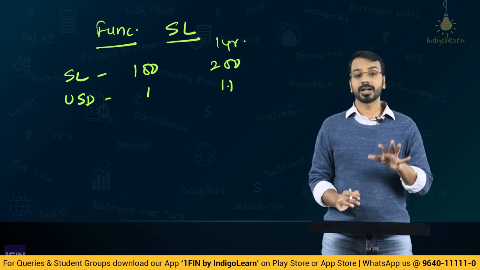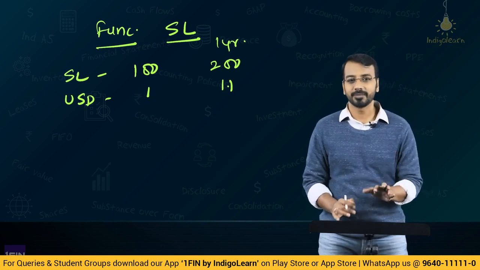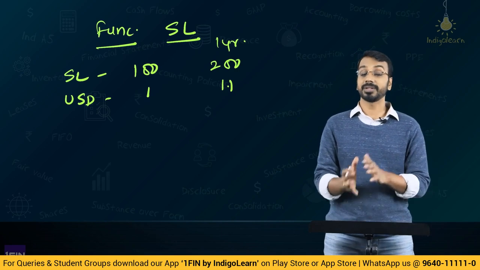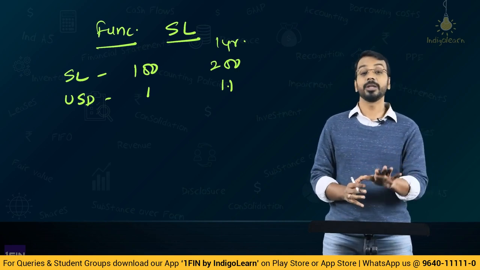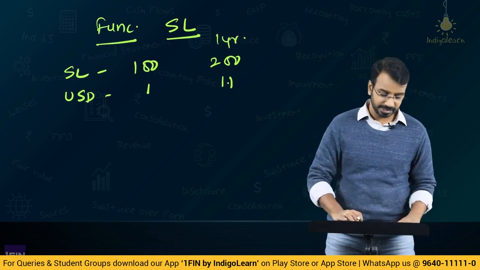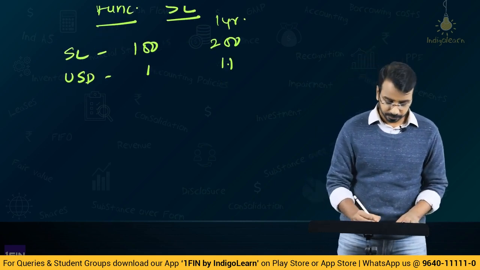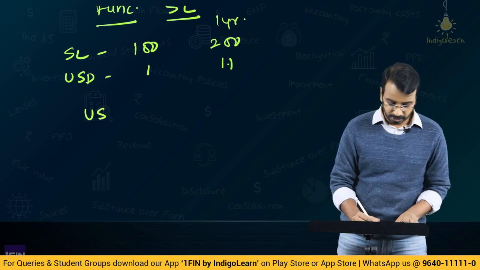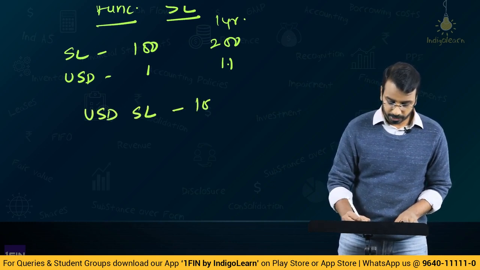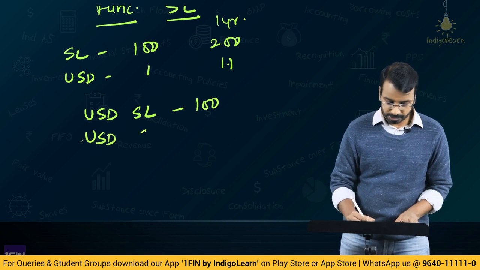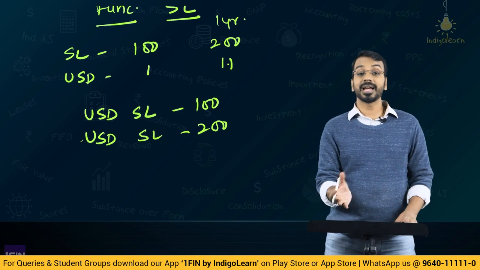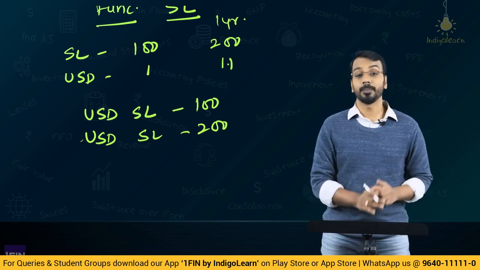Now, the problem with a currency being a currency of a hyperinflationary economy is that when we restate or translate the financial statements, they may not give a very true or clear picture. Say, for example, if you have to translate something, today the exchange rate is USD to Sri Lanka 100, after 1 year it is USD to Sri Lanka 200. In such cases, when you translate the financial statements, they may not be comparable.